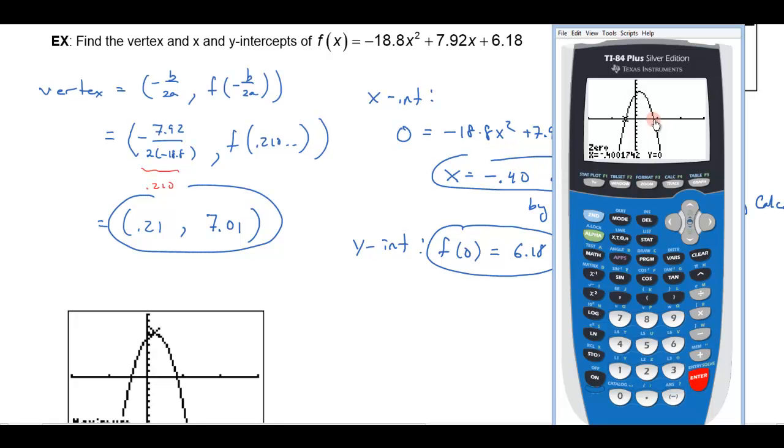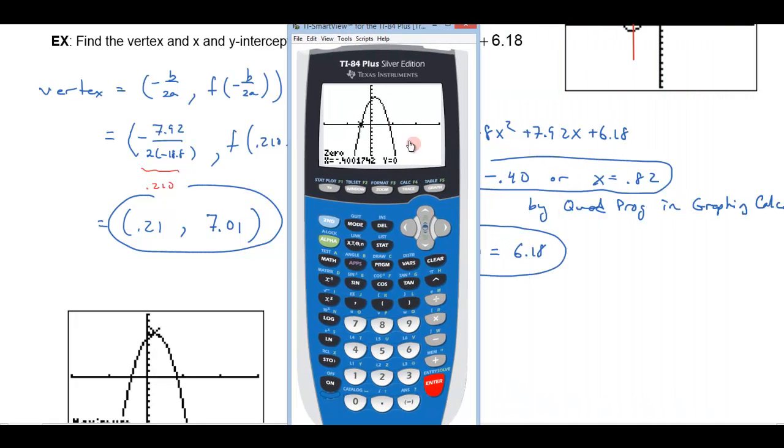All right, and you can see that this one here is going to be about 0.82. You see that's just a little bit smaller than 1, and so that's reasonable as well.